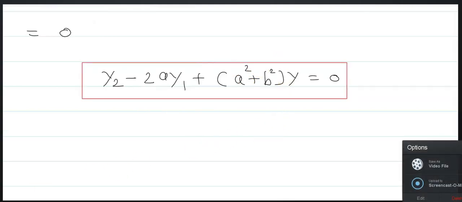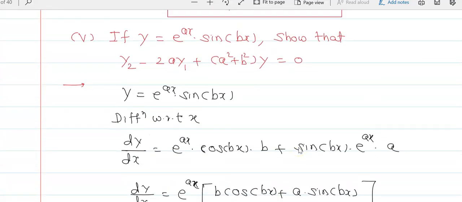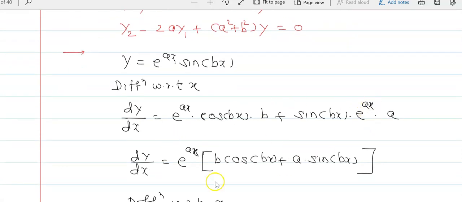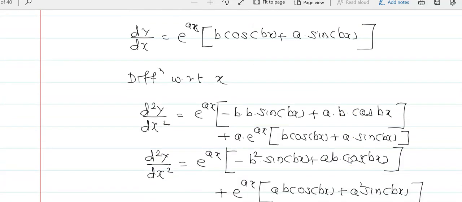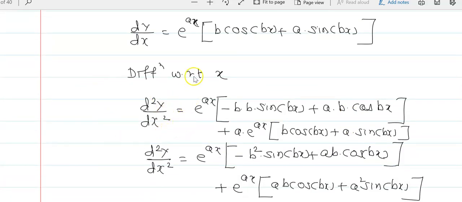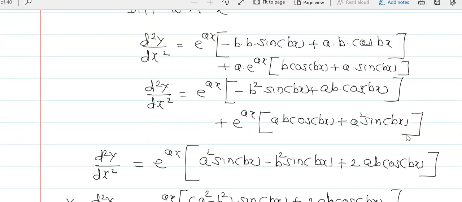Now see this proved example once again. This is the first derivative: dy/dx equals e^(ax) times b cos(bx) plus a sin(bx). Differentiate again with respect to x. d²y/dx² is equal to e^(ax). Again, the derivative of cos(bx) is minus b sin(bx), plus sin(bx) derivative is cos(bx) into b, plus derivative of e^(ax) is e^(ax) into a, and keep this term as it is.